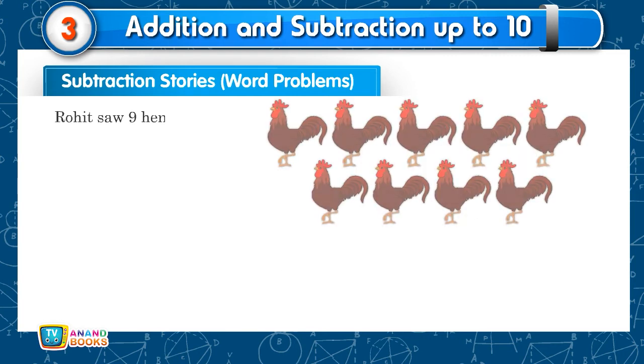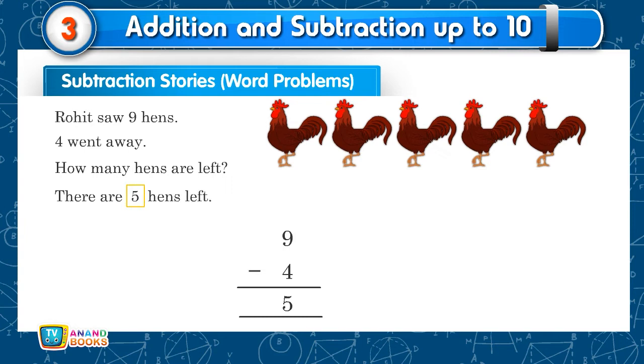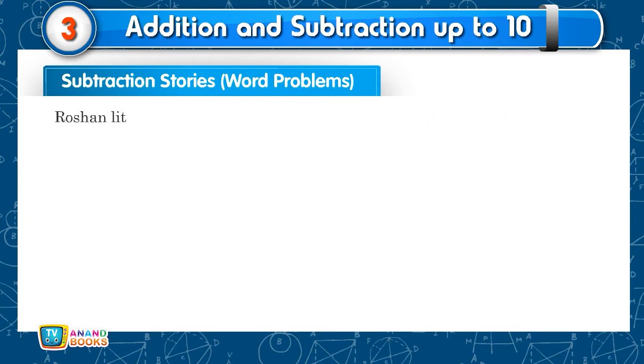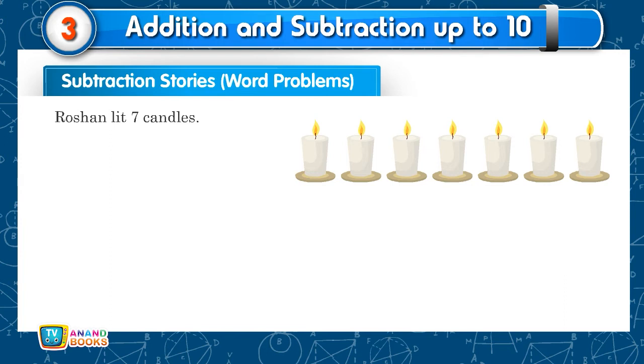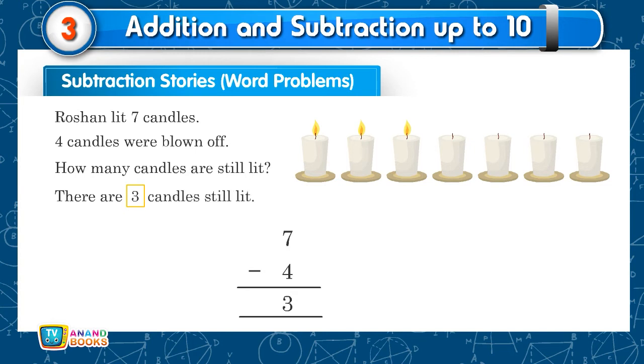Rohit saw 9 hens. 4 went away. How many hens are left? 9 minus 4 is 5. There are 5 hens left. Roshan lit 7 candles. 4 candles were blown off. How many candles are still lit? 7 minus 4 is 3. There are 3 candles still lit.